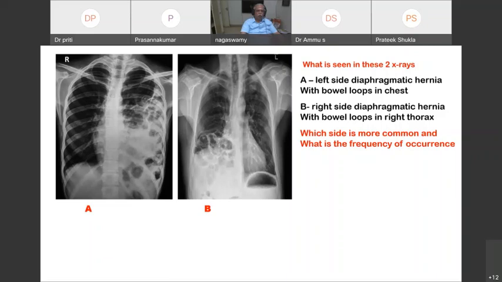Which side is more common, and what is the frequency of occurrence?